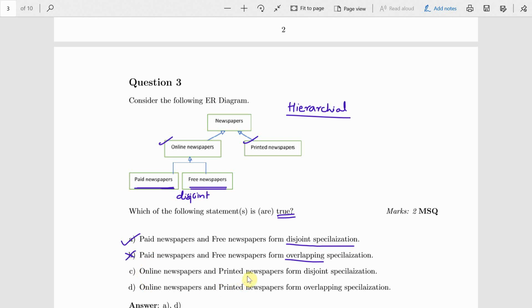Option C, online newspapers and printed newspapers form disjoint specialization. Now here you think about it. A newspaper which is printed is also possibly available online, or a newspaper which is available online can also be printed. So these two are examples of overlapped specialization. Because it is overlapped specialization, option C is incorrect, option D is correct. So the answer for question number 3 is both option A and option D.